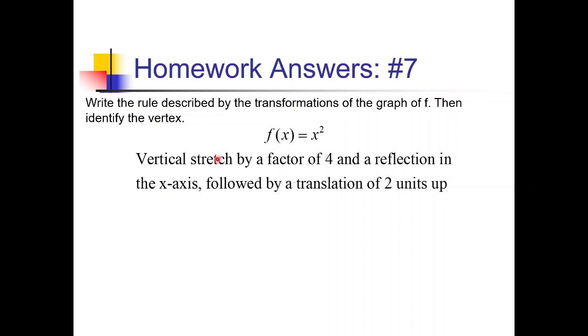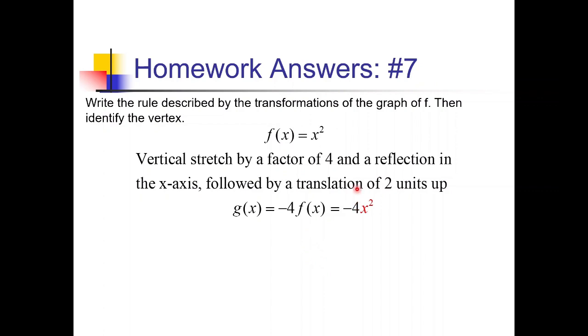Let's start with the vertical stretch by 4. So that's just going to be 4 times whatever the f of x function is. So I'll write g of x equals, actually we also have a reflection in the x-axis. We'll make that -4. We'll just do it all at once here. And then that's going to be -4 times x squared. So that's the g function.